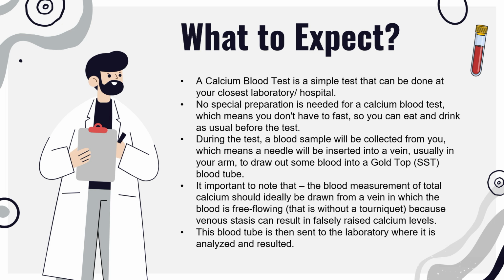During the test, a blood sample will be collected from you, which means a needle will be inserted into a vein, usually in your arm, to draw out some blood into a gold top or SST blood tube. It's important to note that the blood measurement of the total calcium should ideally be drawn from a vein in which the blood is free flowing, which means the sample must be collected without a tourniquet, because venous stasis can result in falsely raised calcium levels. When the sample is collected, the blood tube is sent off to the laboratory, where it is analyzed and resulted.